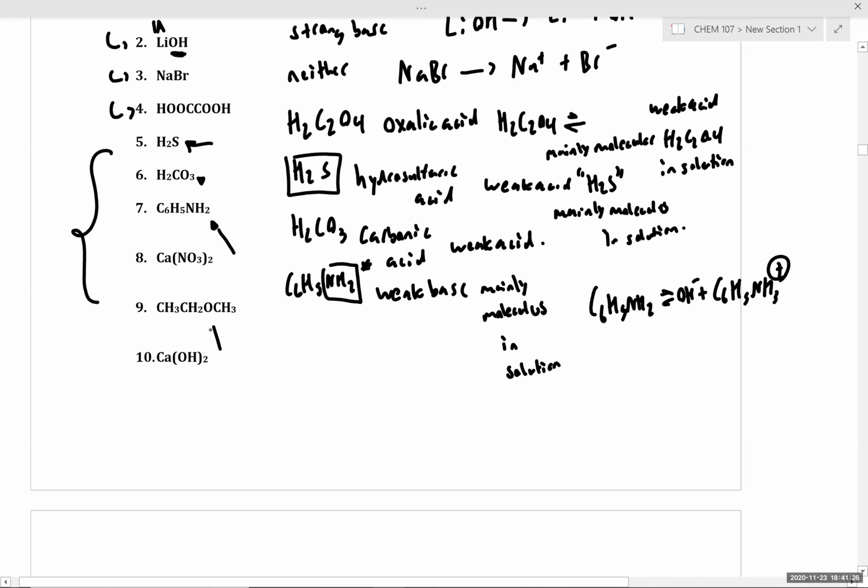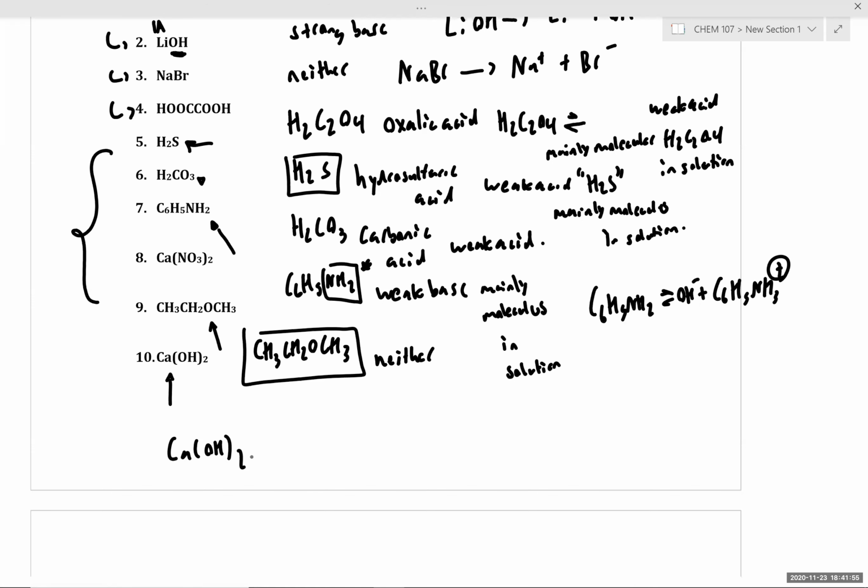Okay, let's look at this next formula. So we have CH3CH2OCH3. Does this formula match any of the features of an acid or base? No. Yeah, so since it doesn't match any of those features, we just say it's neither. Okay, the last one is a pretty classic example of what kind of species.